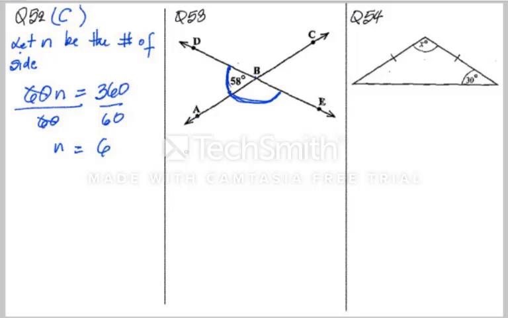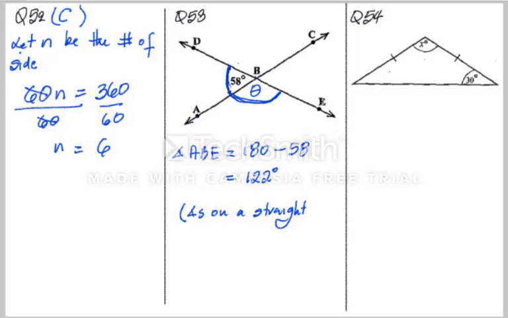So it means that angle ABE, I'm just going to indicate it here as theta, would be equal to 180 minus 58, and that would be 122 degrees. The two angles are adjacent angles on a straight line. So the answer there would be B.